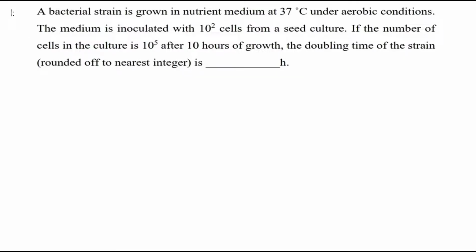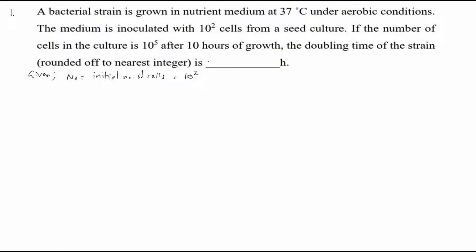A bacterial strain is grown in nutrient media at 37.37 degrees Celsius under aerobic conditions. The medium is inoculated with 10 to the power 2 cells from a seed culture. So the question is saying the initial count of cells is 10 to the power 2, which is indicated as N naught.